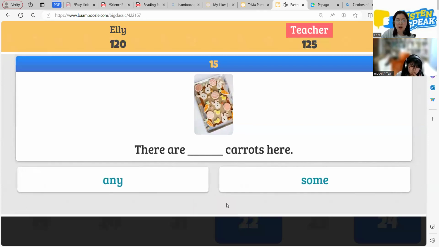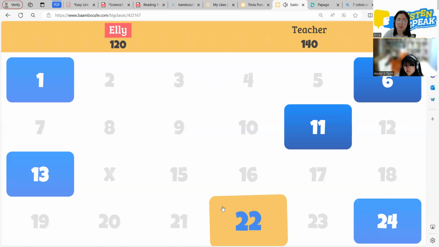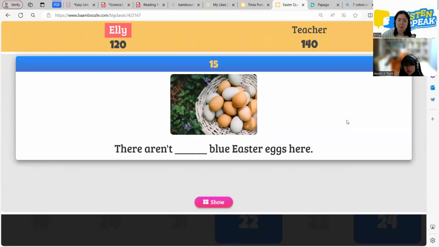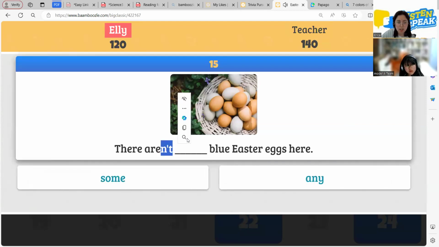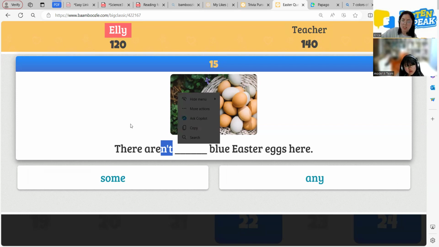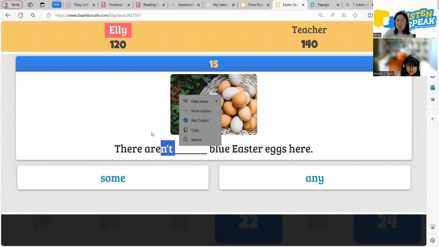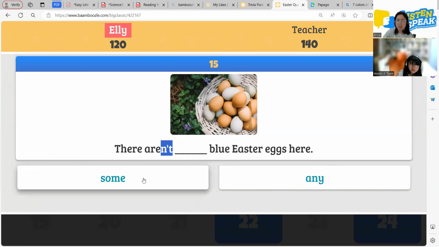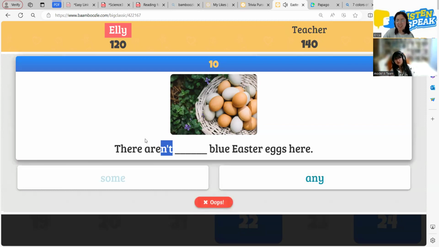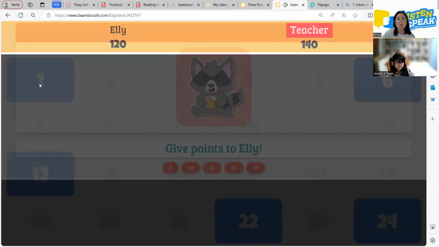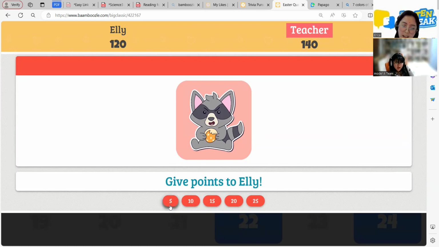Four. There are some carrots here. 11. Okay, Ellie, there is a word not. There aren't. It's a negative sentence. There aren't some blue Easter eggs here. Again, it's a negative sentence. What is your answer? No, any. I already told you, if the sentence has the word not, Ellie, are you listening? One. Give points to Ellie. Okay, I'll only give you five.